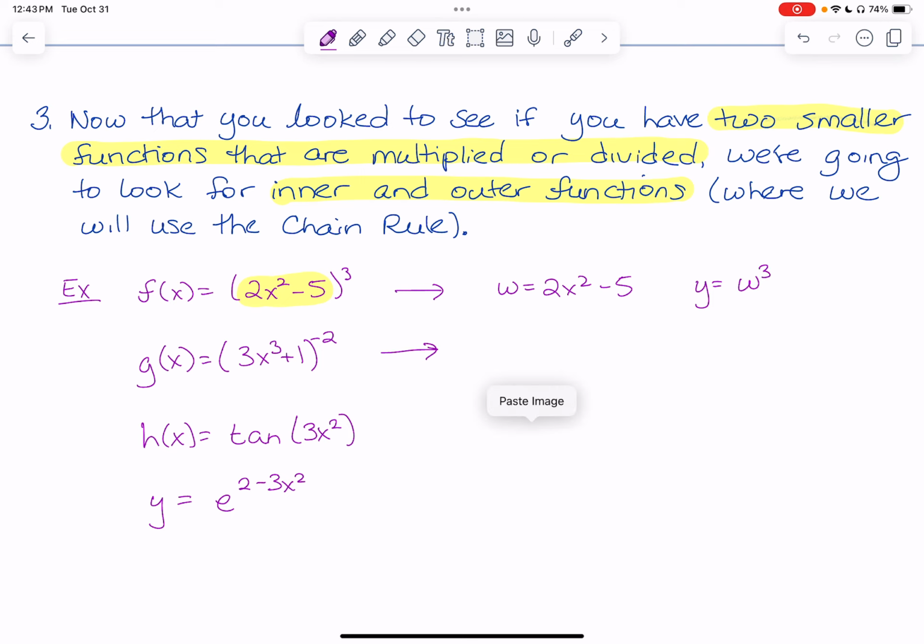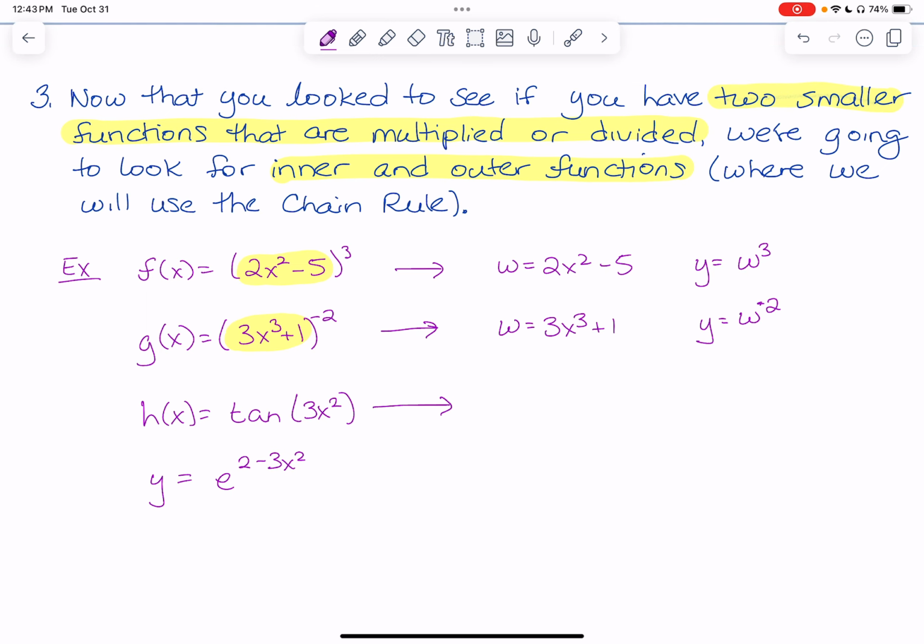If I look at the second one, I have a 3x cubed plus 1 to the negative 2 power. That negative 2 does not bother me at all. The first thing I do if I were going to, let's say, evaluate at x equals 2 is put in a 3 times x, or times 2 to the third power plus 1. So that is my innermost expression or function. So I'm going to have a w is equal to 3x cubed plus 1. My outermost function, then, the last thing I do before I have my answer for g of 2 in this case or example, would be w to the negative 2, and that's going to work for any x value. I'm just using these numbers as an example.